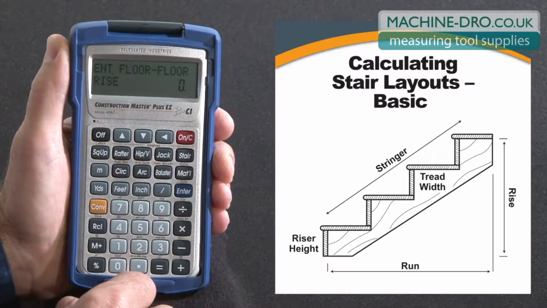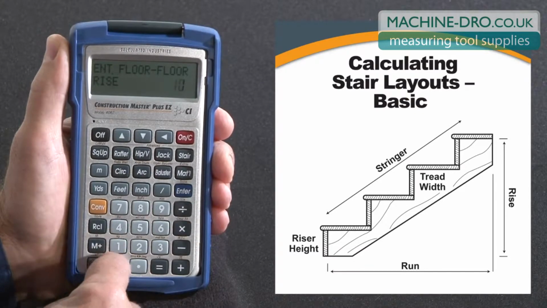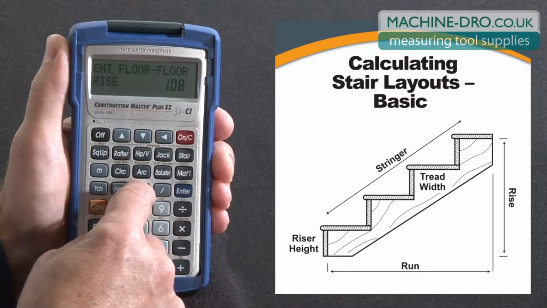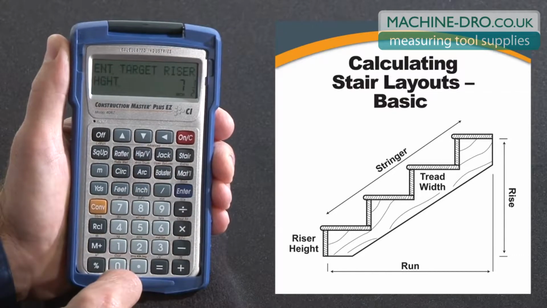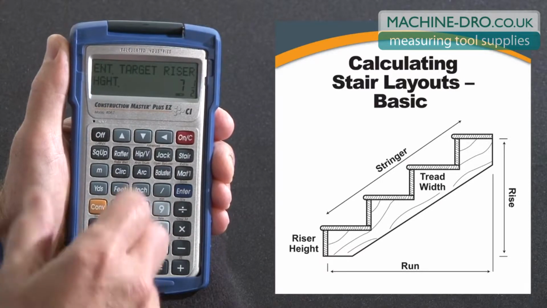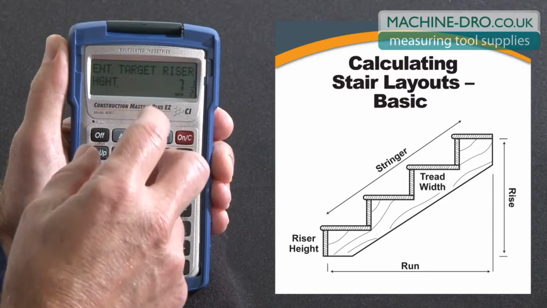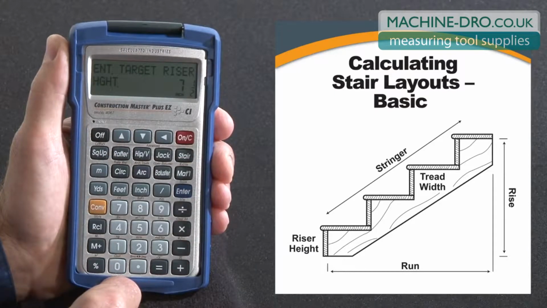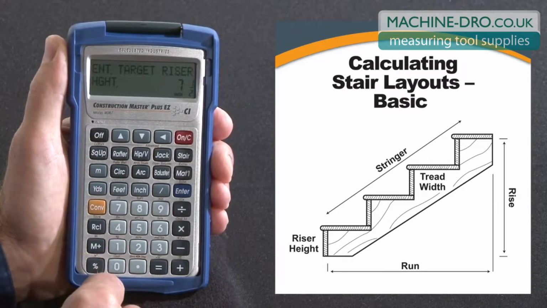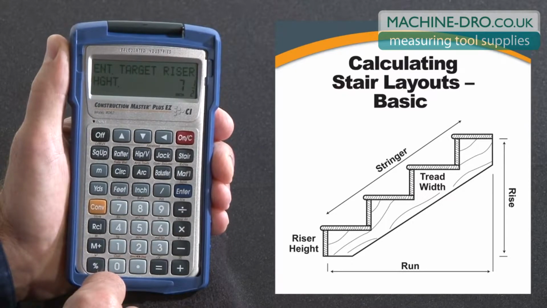So it's asking for a floor-to-floor rise, so we've got 108 inches. And a target riser height of 7.5, and that's fine. That's going to try to solve as close as possible to that 7.5, but it could go over. We do have an option for restricting a riser height and not exceeding for code type situations, but that won't come into play in this example.